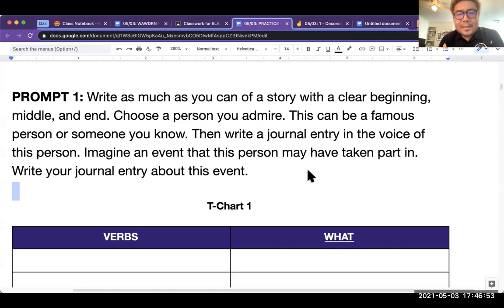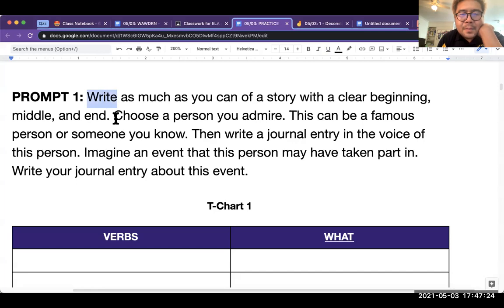Step 2 is to annotate. When we annotate, we circle the verbs, which are the action words, the words that are telling you to do something, and then we underline important details that match up with those verbs. The whats, W-H-A-T-S. What pairs up with the verb? What pairs up with the action word? I can't circle on this Google Doc, so I'm just going to pretend that I'm circling.